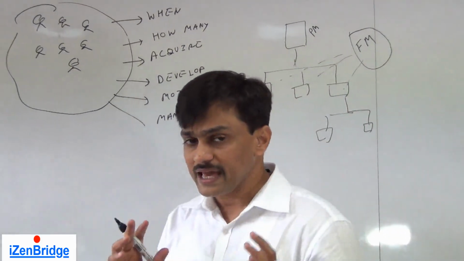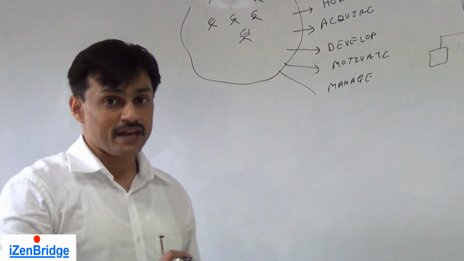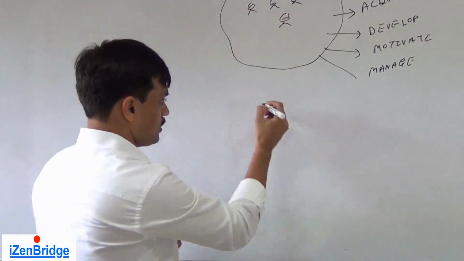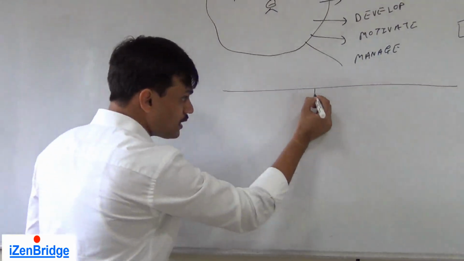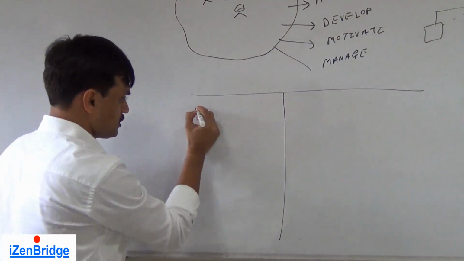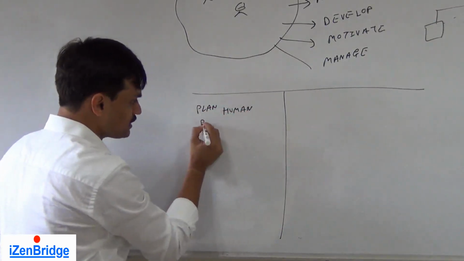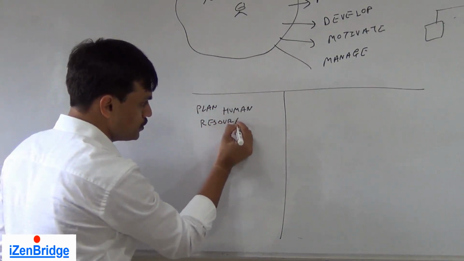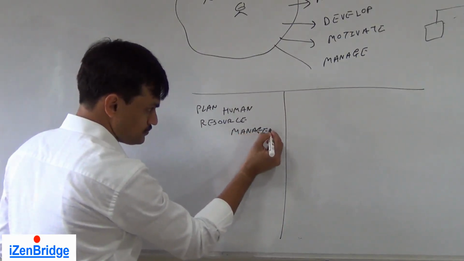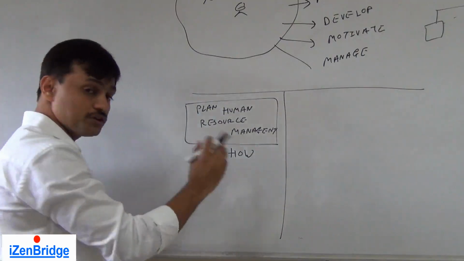Now, if we talk in the language of processes, Project Human Resource Management has 4 processes. Let us look at them. One in planning: plan human resource management. As usual, this will tell us how we are going to execute the rest of the processes. So all planning processes answer how for that particular knowledge area.